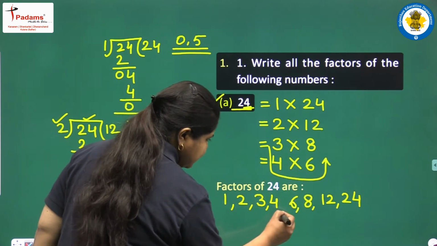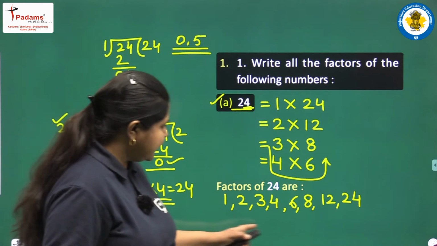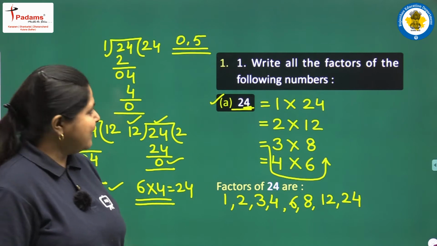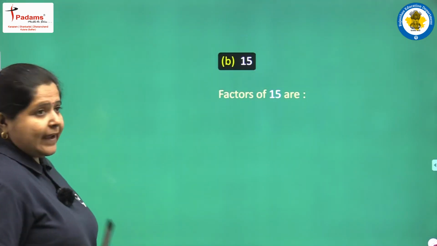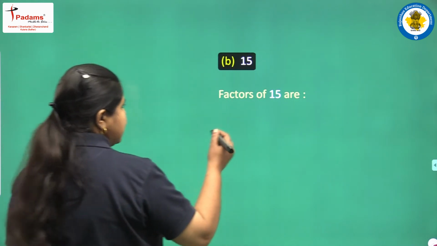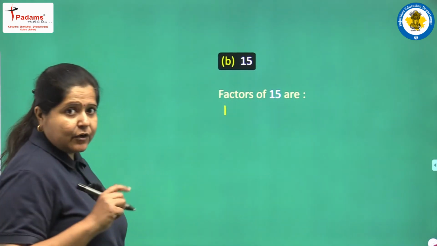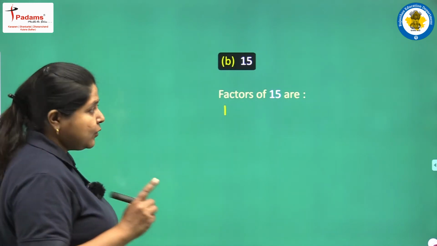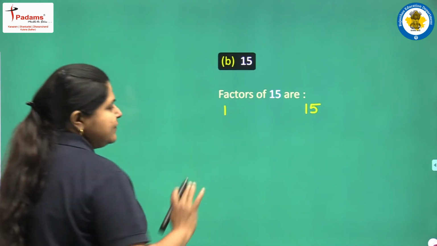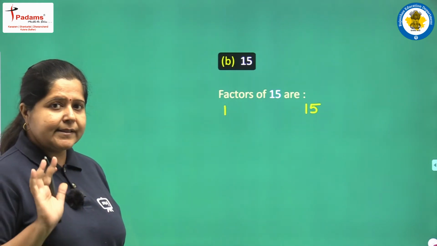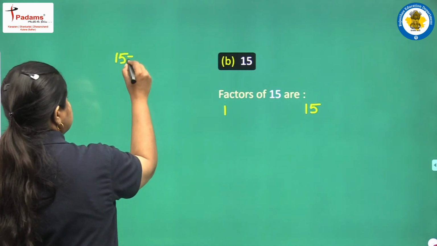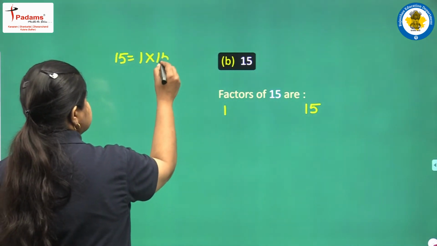And so we simply put a comma in between and we have all these factors of 24. Then we have the next one, find the factors of 15. Again we will start with the number 1. We know 1 is a factor of every number and we know every number is a factor of itself. So 1 and 15 are its two factors. Surely we know this. We can write 15 as 1 into 15.